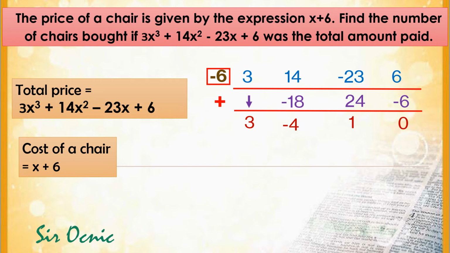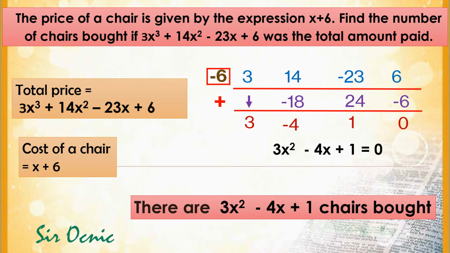Rewriting the remaining numerical coefficients into a polynomial, we will then have 3x squared minus 4x plus 1 equals 0. Therefore, there are 3x squared minus 4x plus 1 shares bought in this problem.